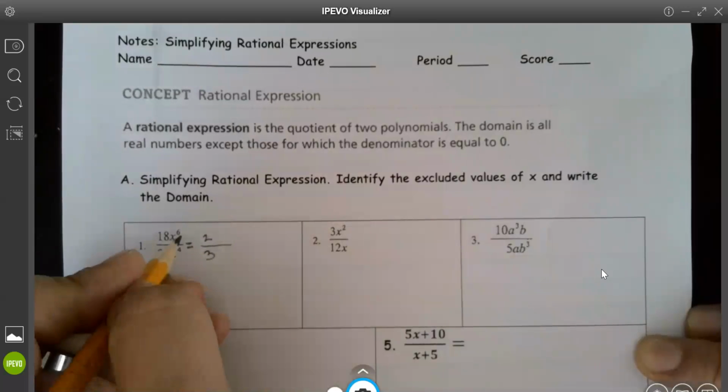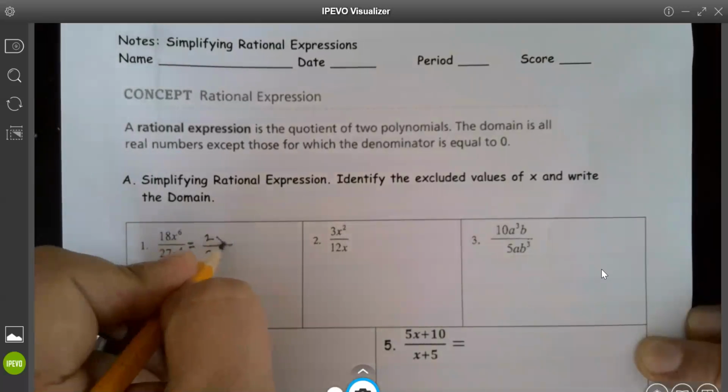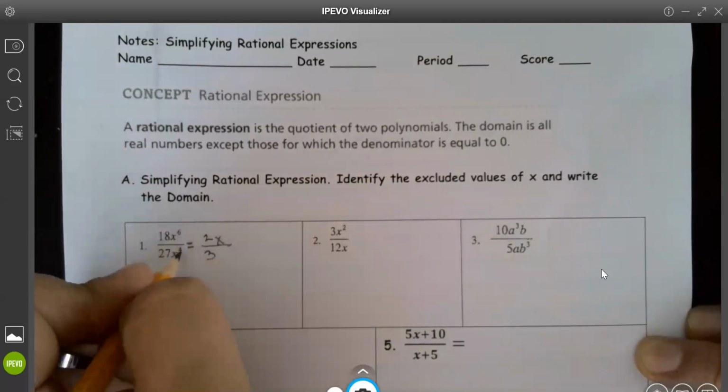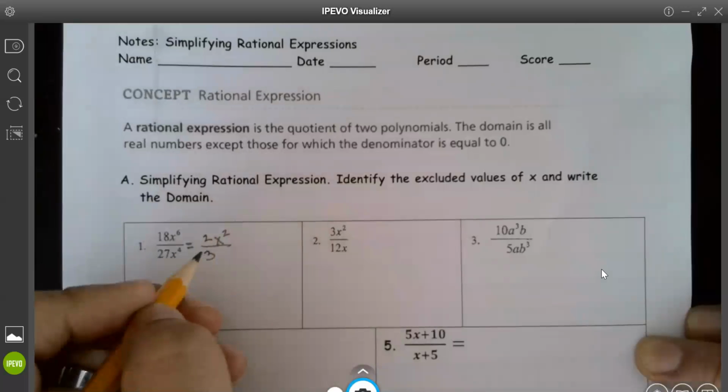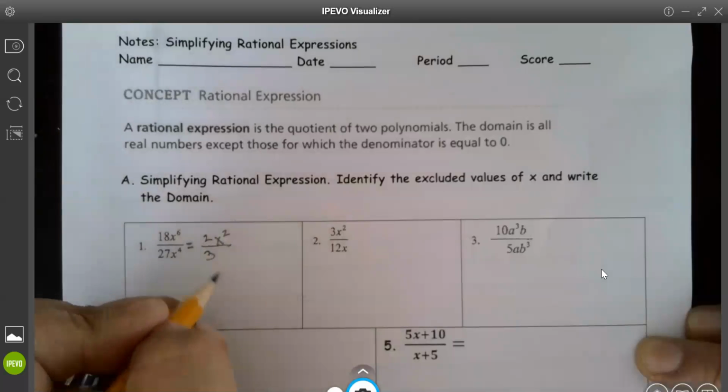So 18 over 27 is 2/3. And then x to the 6th and x to the 4th, when dividing, you're going to subtract the exponent. Okay, so this one is x raised to 6 minus 4 is 2. So the answer here is you have 2x squared over 3.